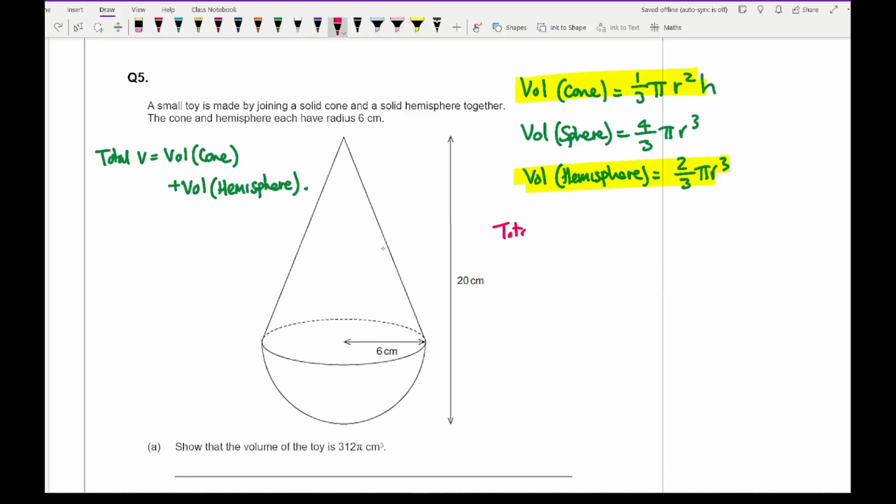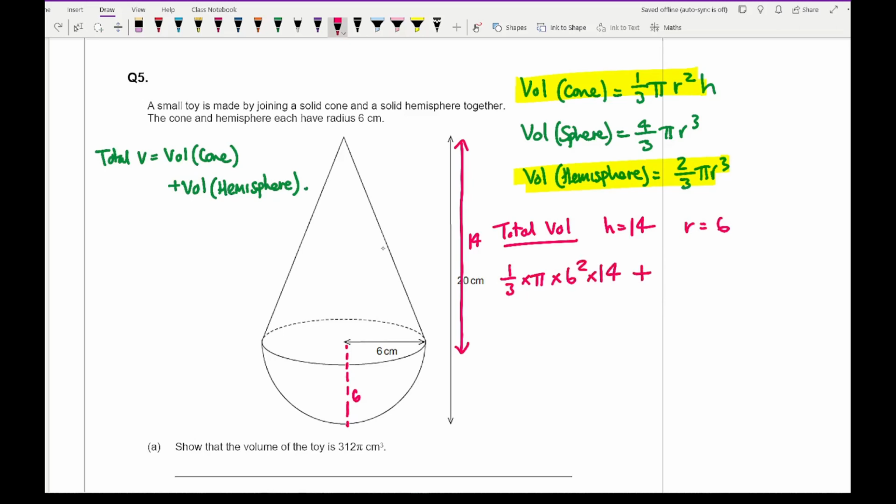So the total volume, knowing that h for the cone is going to be 14, because this length here is 6, so then this length here is going to be 14, or 20 take away 6, which is 14, and r equals 6. So then what we've got is 1/3 times pi times 6 squared times 14 plus, and then we've got the hemisphere, which is 2/3 times pi times 6 cubed.